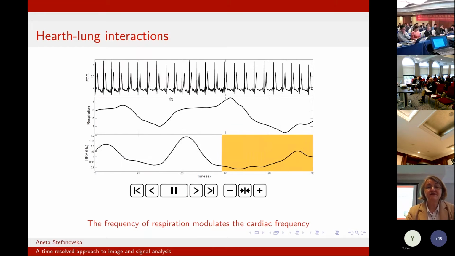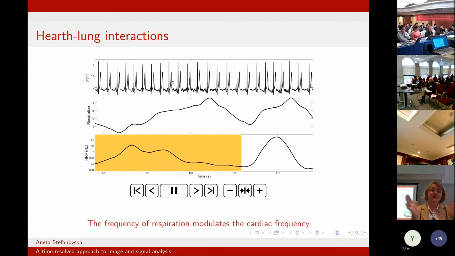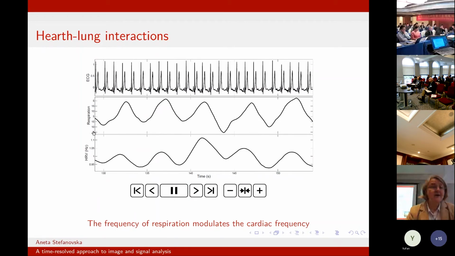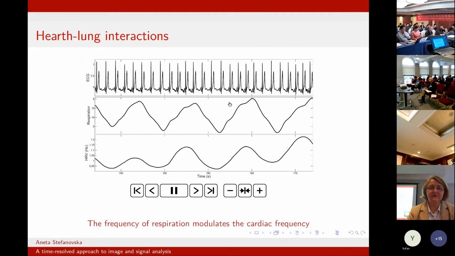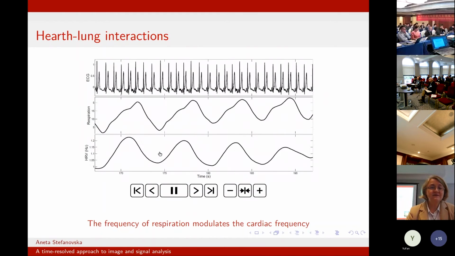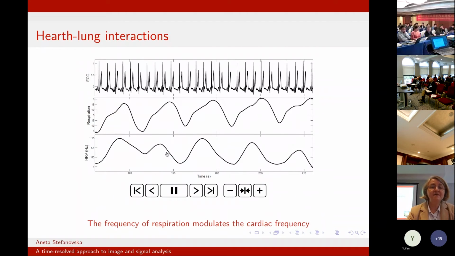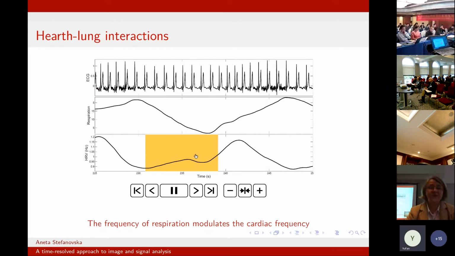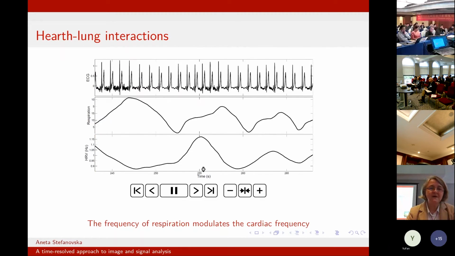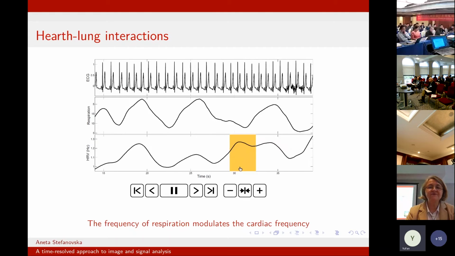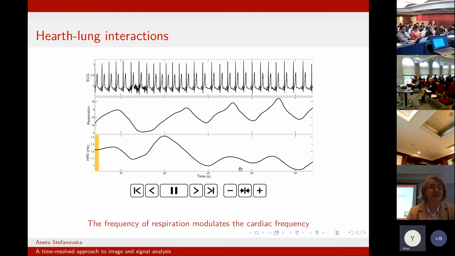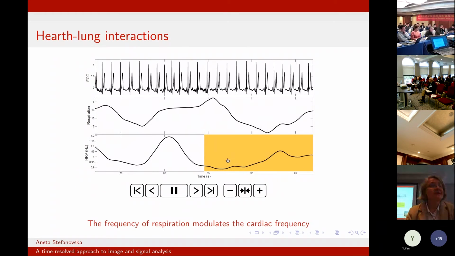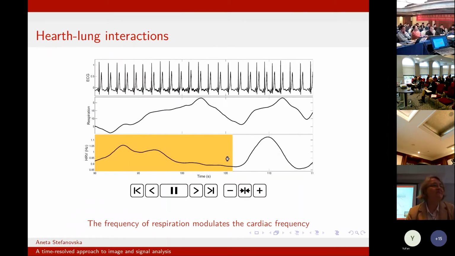The frequency is changing because these ECGs are sometimes closer together and sometimes further apart. And simultaneously, I'm recording respiration. If I extract the instantaneous heart frequency, I can see that the signal most of the time, sometimes going out of phase, otherwise looks very much like the respiration. This means that the heart rate is modulated by respiration.